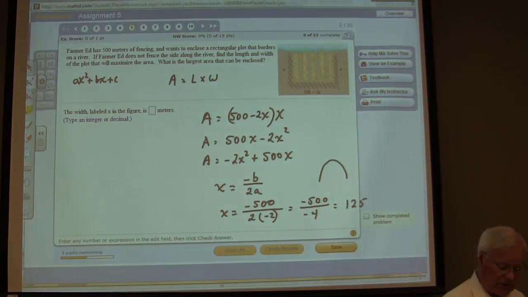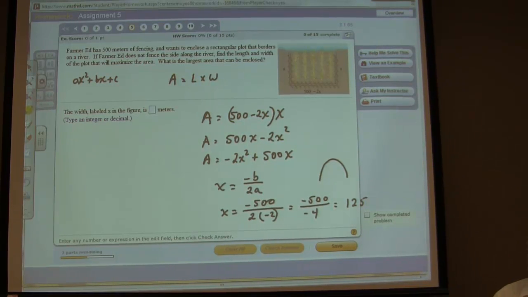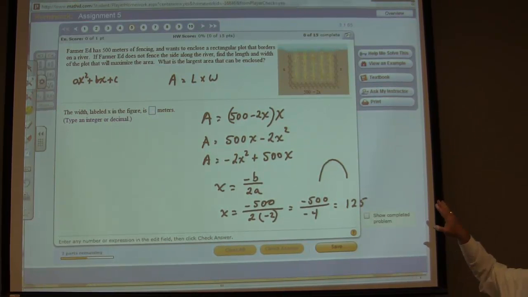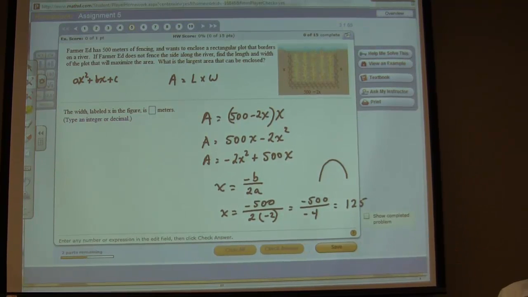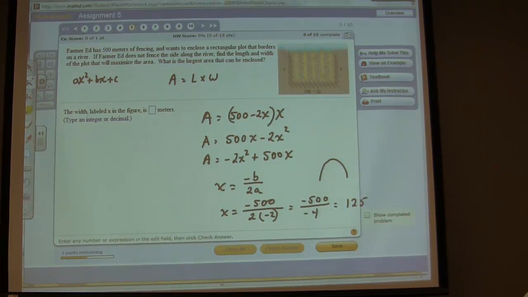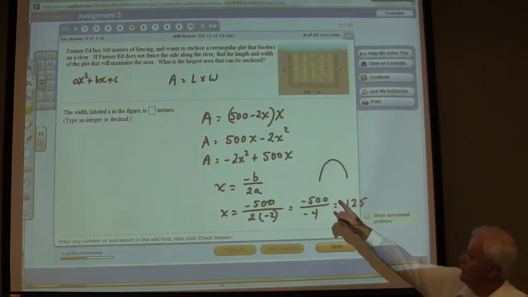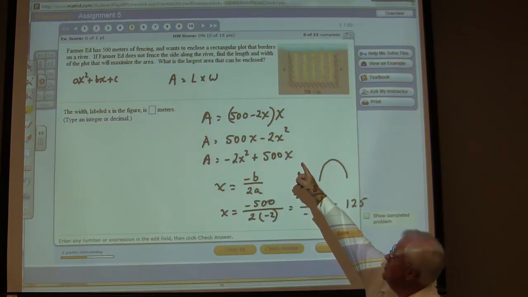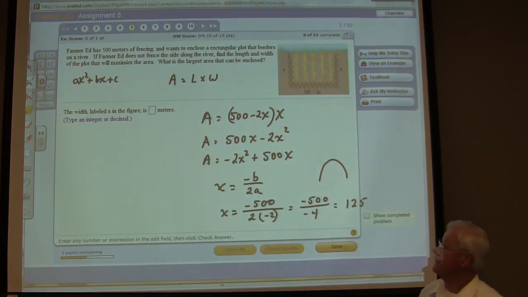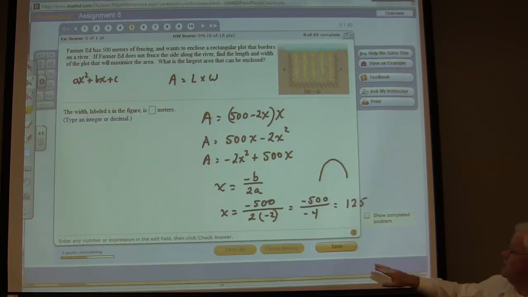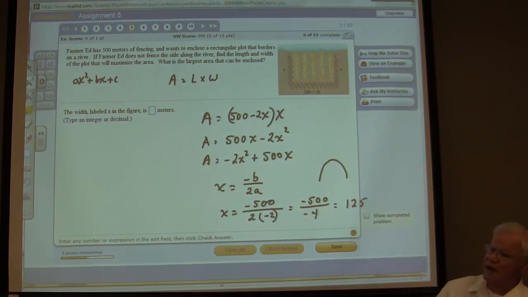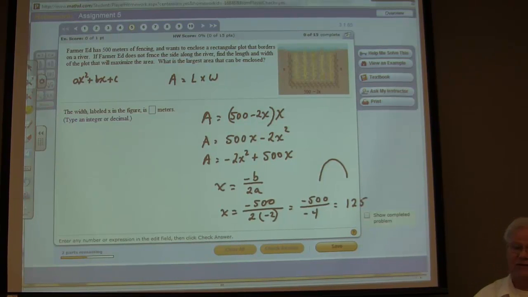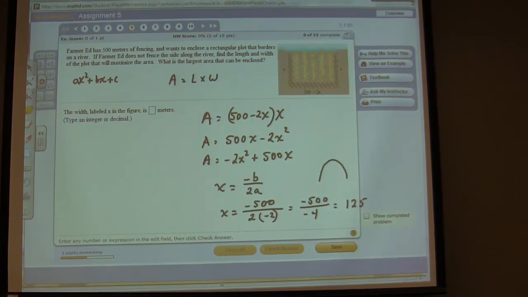Now that's the length of those two sides. Well, we need more than that, though. We need also the length times width in order to figure out what the area is. So if we were to take that first equation up there, 500 minus 2x times x, that would give us the area. Well, 2 times 125 is 250, and 500 minus 250, well, 250 is half of 500, so that leaves us another 250.